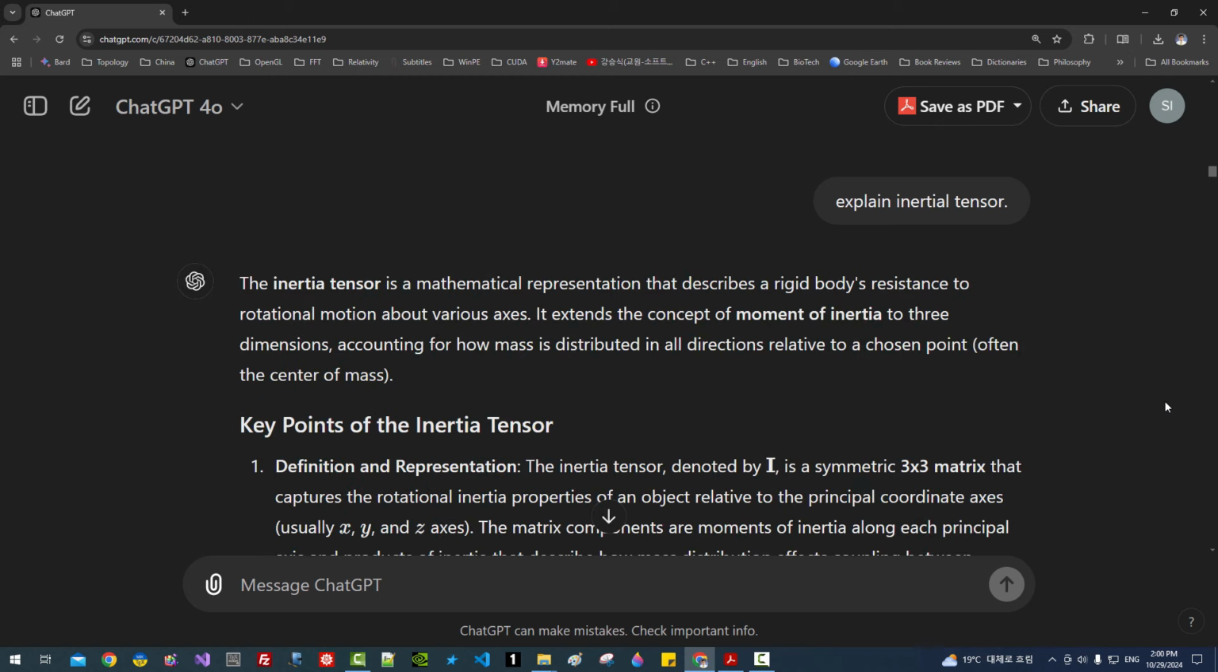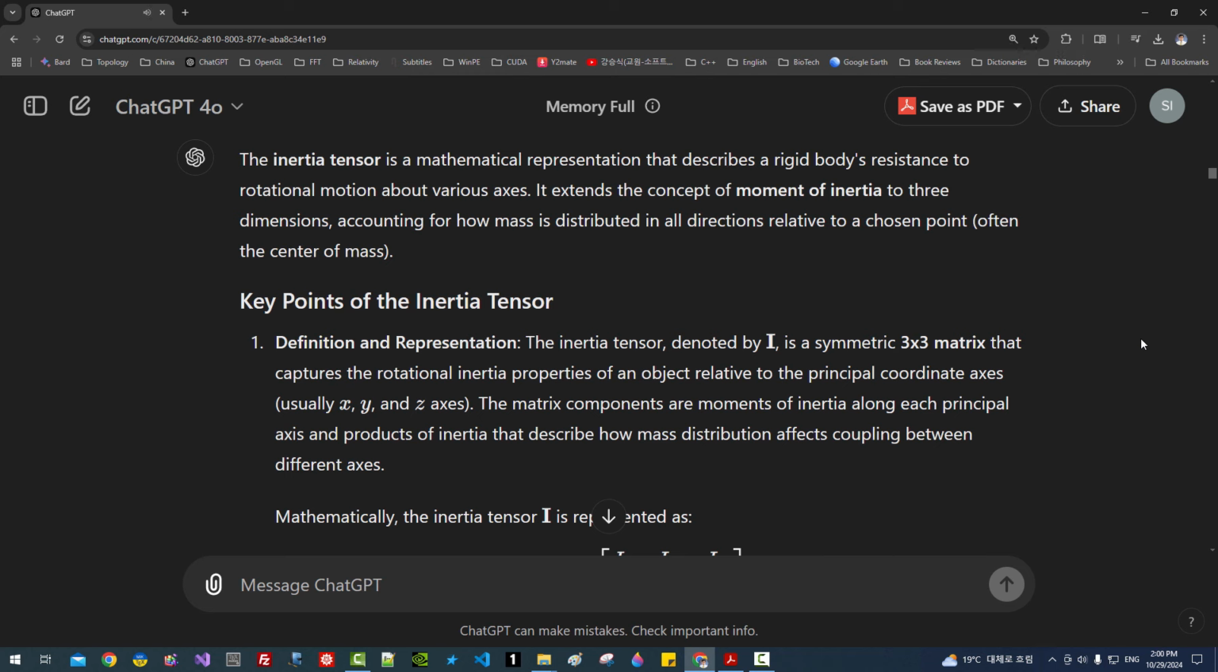Explain inertia tensor. The inertia tensor is a mathematical representation that describes a rigid body's resistance to rotational motion about various axes.